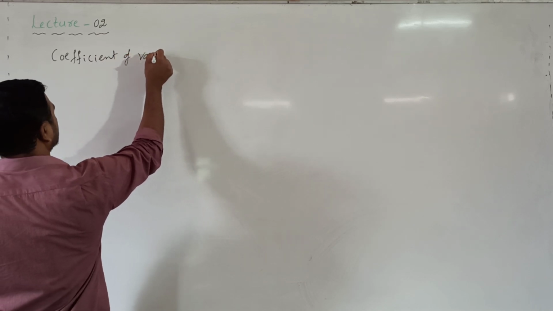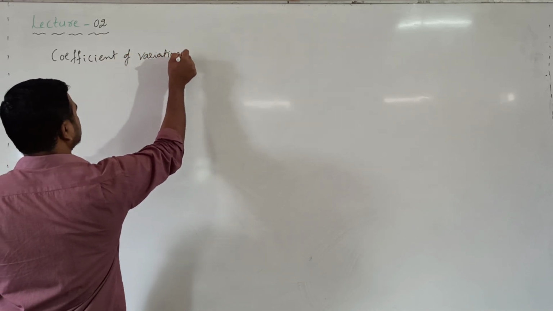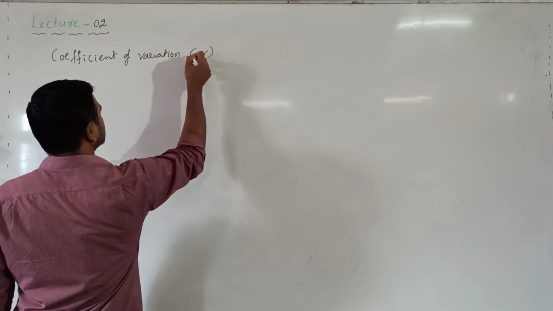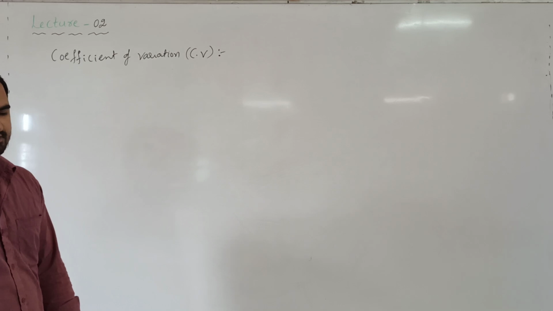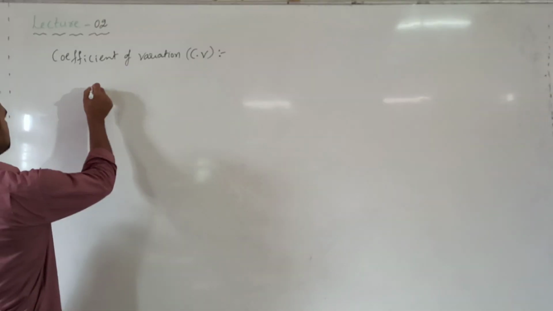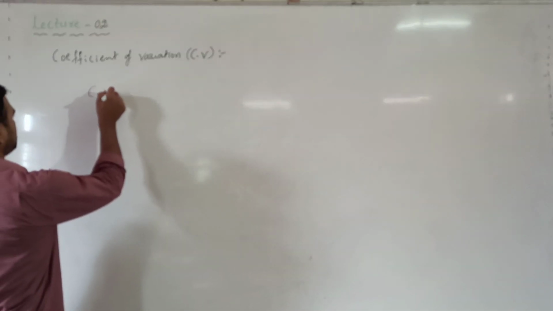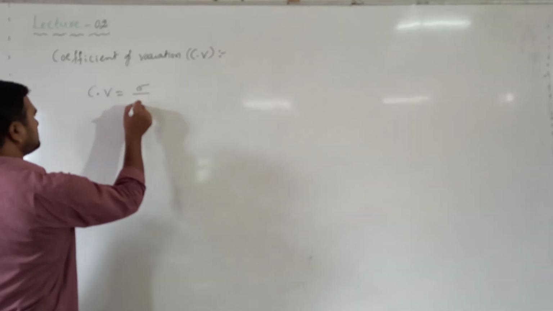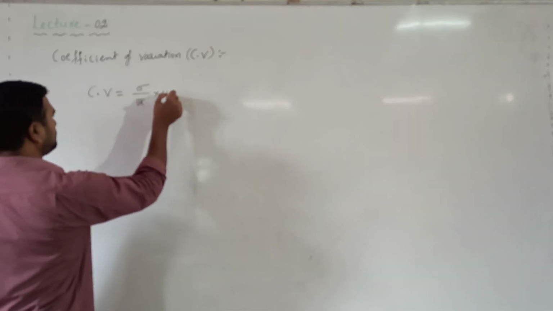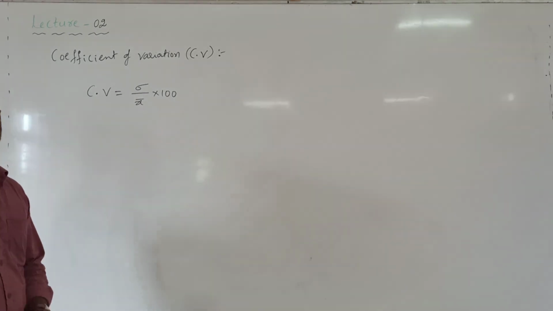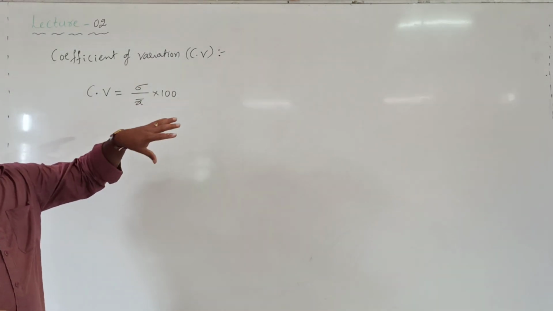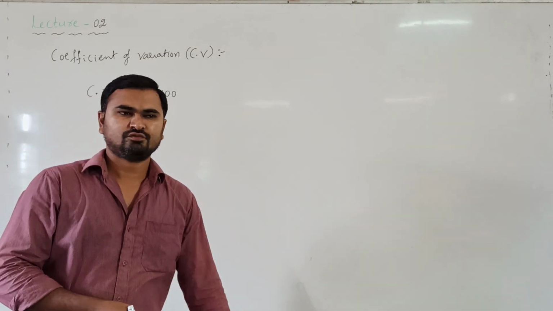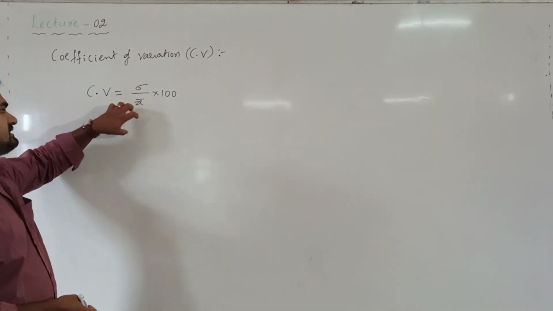Coefficient of variation, written as CV. It is defined as CV equal to sigma by x bar into 100. Okay, CV equal to sigma by x bar into 100. So for two different sets of data given, we will find this coefficient of variation value.